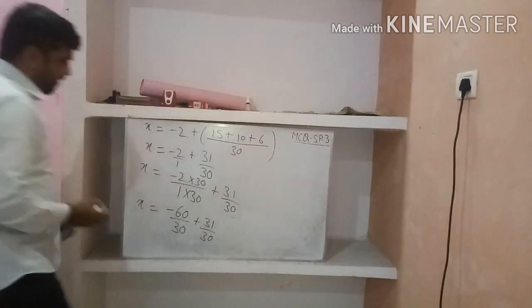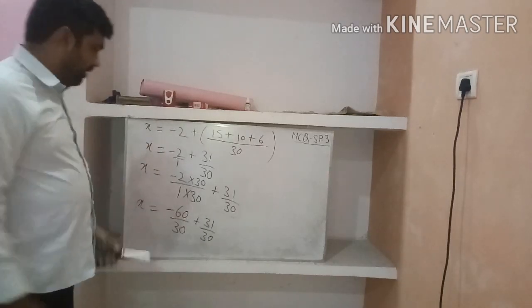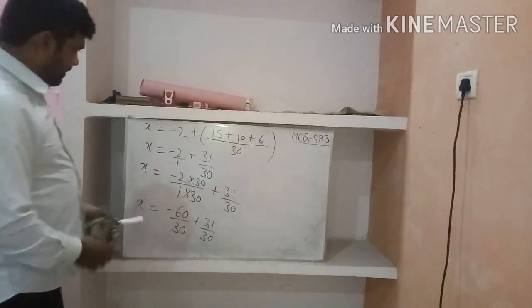Now see, both are like fractions. You can take the denominator common and add the numerators. So after that, see what we are going to get.